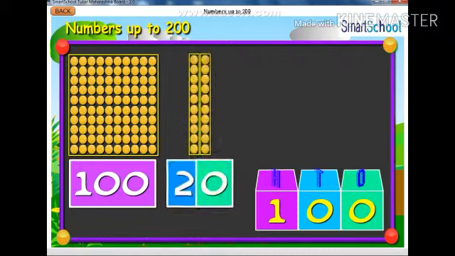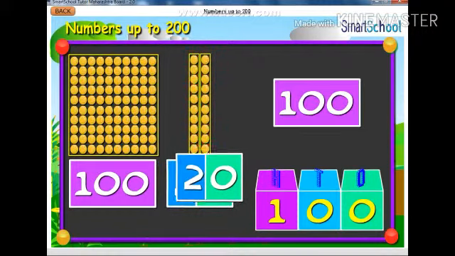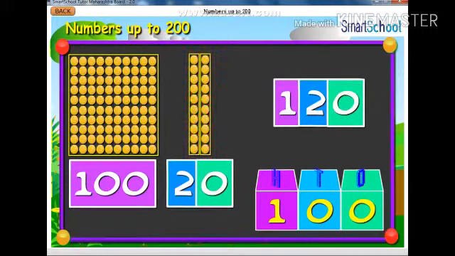Now, if 20 more laddus are added to it, since there are only 2 tens added, we will place 2 at the tens place and 0 at the ones place. It will become 120 as shown. Hence, the number will be 120, or we call it as 120.